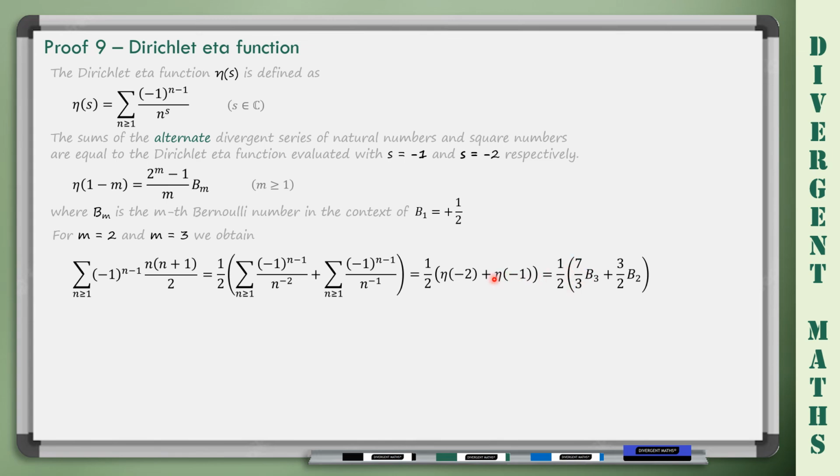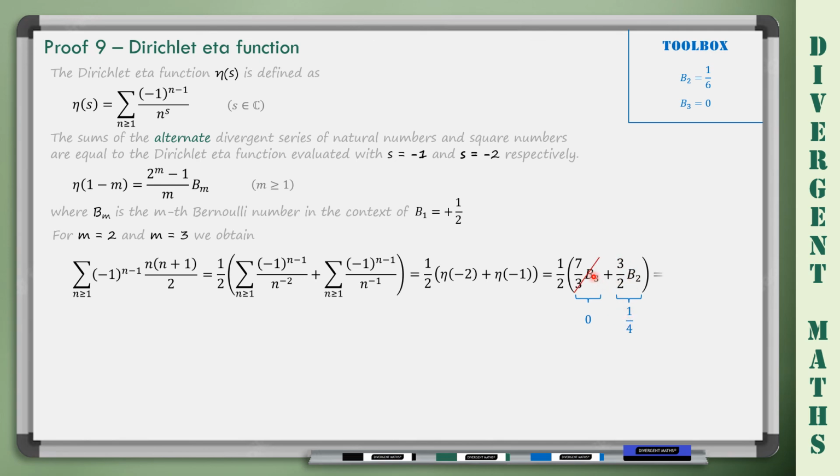And the eta function at -1, we need to evaluate that expression with m equal 2. 1 minus 2 will be equal to -1, so eta at -1 will be equal to 2 square, so 4 minus 1, 3, half of B2. Here it is, 3/2 of B2. Let's open the toolbox. What are those values? B2 is equal to 1/6 and B3 is equal to 0, the third and fourth Bernoulli number. So let's plug that in. If B3 is equal to 0, 7/3 of B3 of course will be equal to 0. And if B2 is equal to 1/6, 3/2 of 1/6 is equal to 1/4.